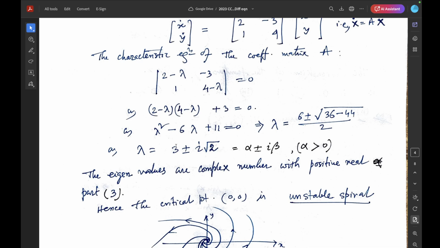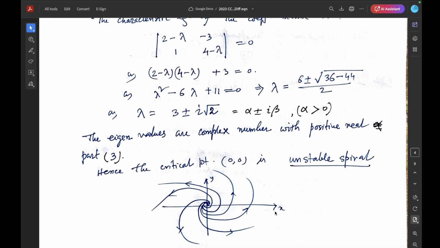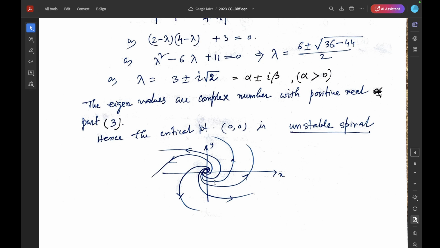Obviously this real part alpha is positive. The eigenvalues are complex numbers with positive real part, here 3. Hence the critical point (0, 0) is an unstable spiral. So this is the origin, the x-axis, the y-axis, and this is the unstable spiral.